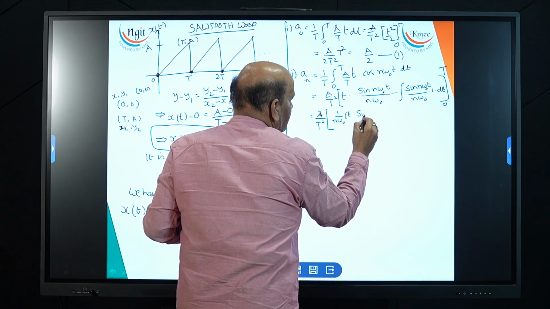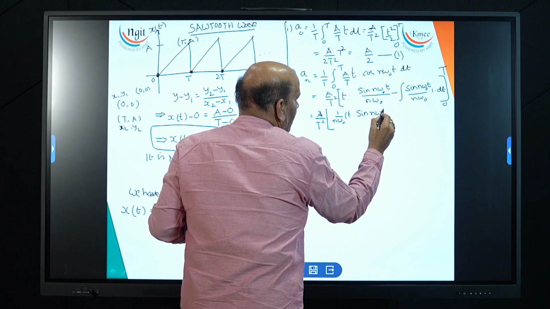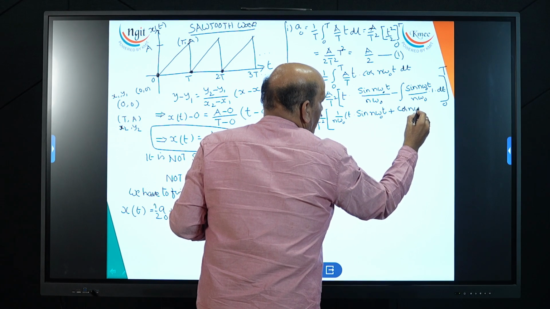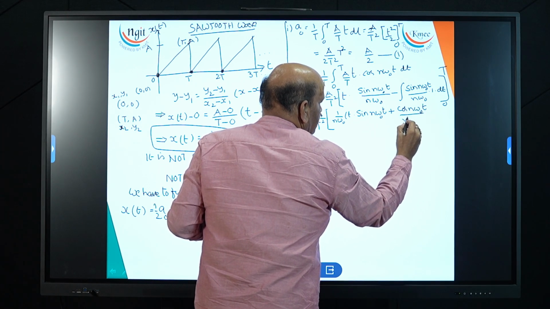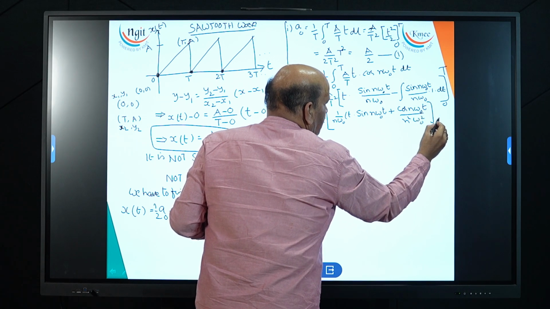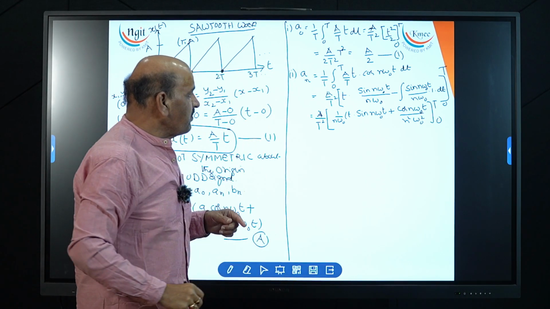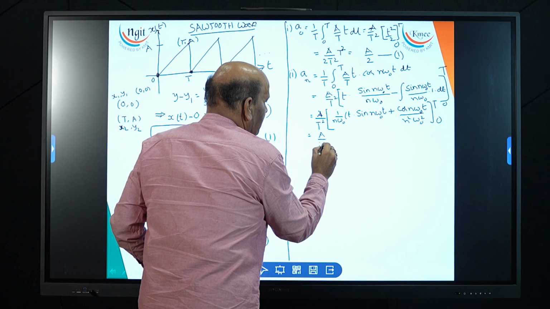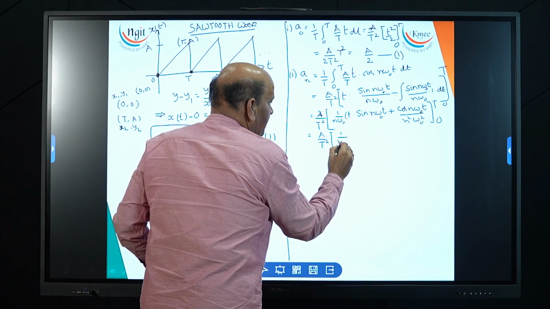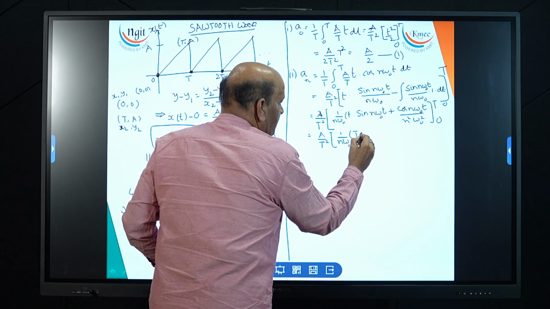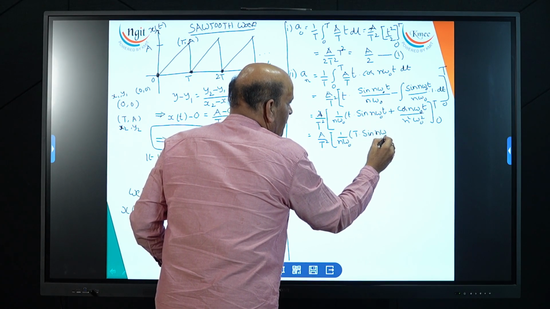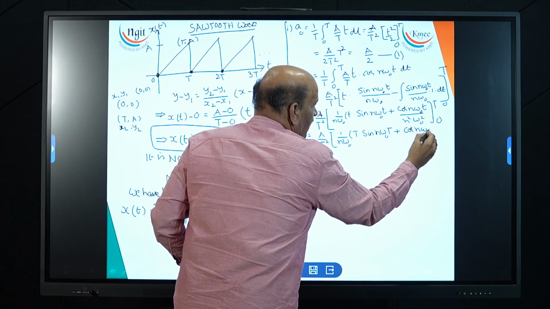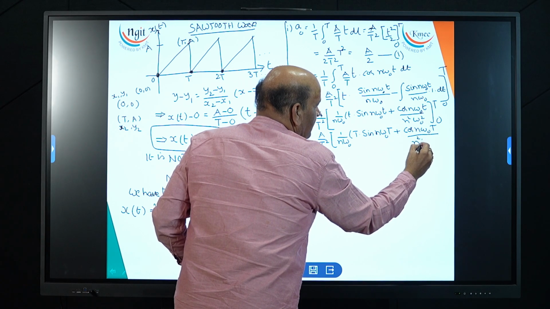This will become t times sin n omega naught t, integral of sin plus cos, that becomes cos n omega naught t by the total constant n square omega naught square, between the limits 0 to T. Now substitute the values of the upper limit T. This is equal to A by T square into 1 by n omega naught, that is equal to T sin n omega naught T plus cos n omega naught T by n square omega naught square.